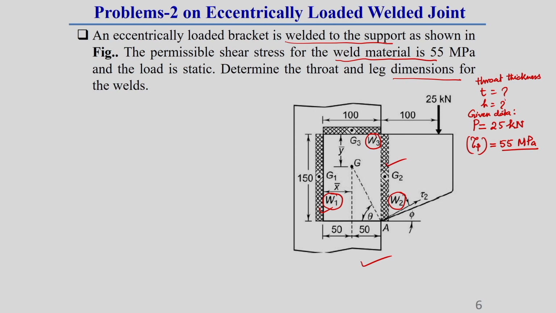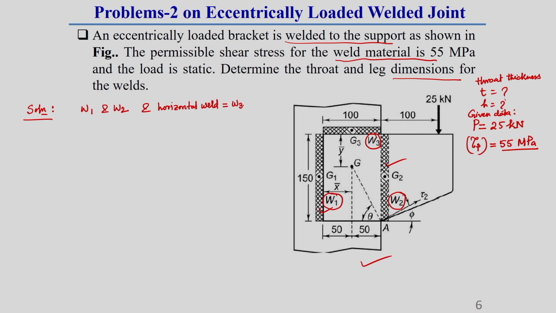Here also we will use a similar approach, and similar steps will be followed, but here you will get a little more fundamental concept, which I am going to show. Now I am going to solve this problem. There are 2 vertical welds, W1 and W2, and one horizontal weld, which here is W3.